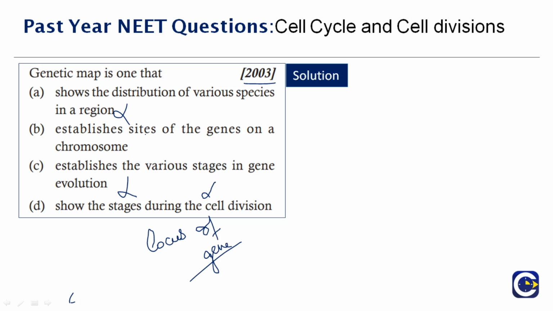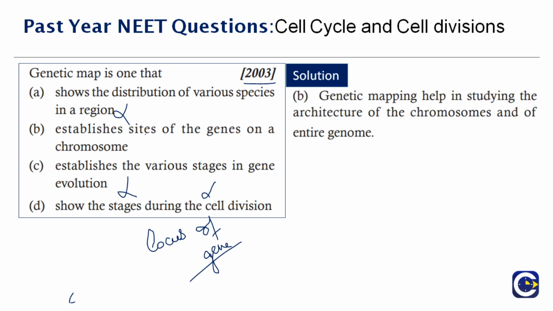As I already said, a genetic map is used to find the locus of a particular gene, and you can also find the distance between the genes so that you can easily locate and target to do any action. Either you target to destroy it or you target to rectify it. It can be anything. Therefore, the correct answer to this question is option B.